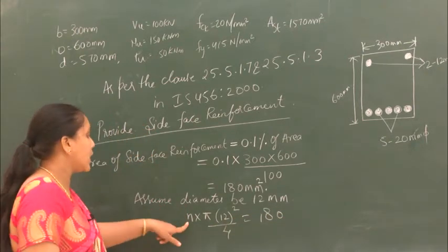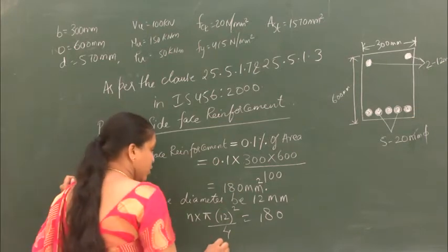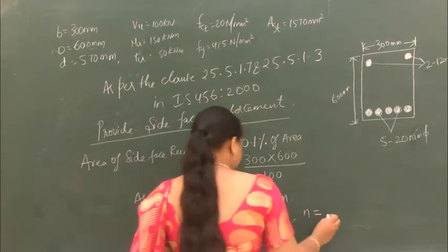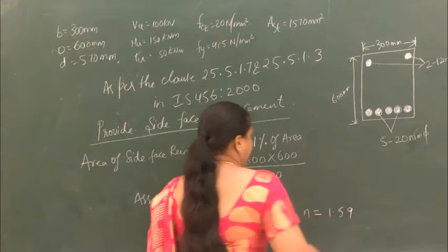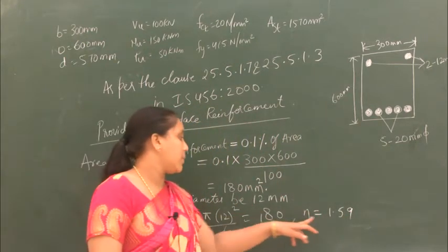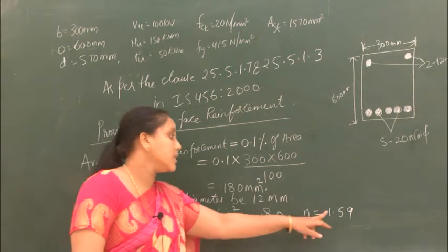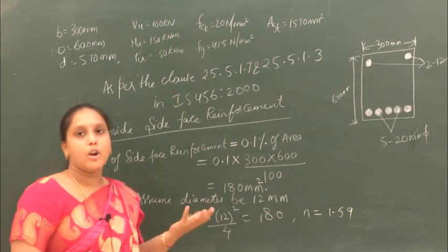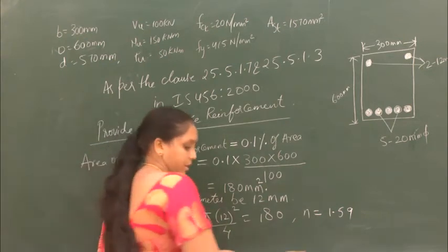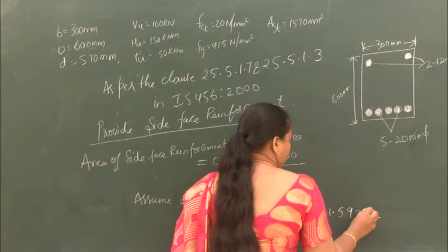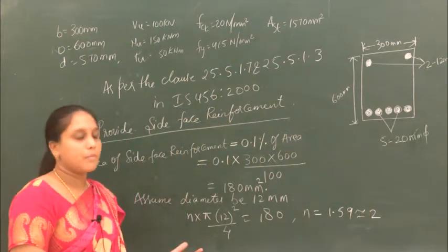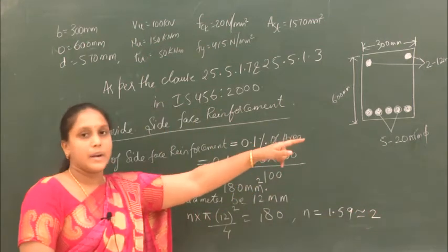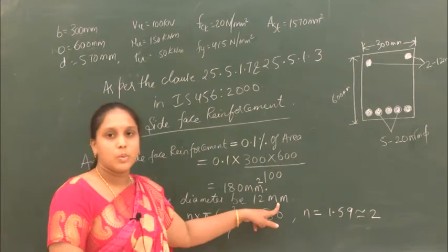So from this you will get the number of bars n. If you solve this, you will get the value of n as 1.59. So the number of bars you have to provide for this particular side face reinforcement area is 1.59. But we cannot provide 1.59 bars, so for that reason I am approximating it to 2 bars. I am providing 2 bars on each side of diameter 12 mm.